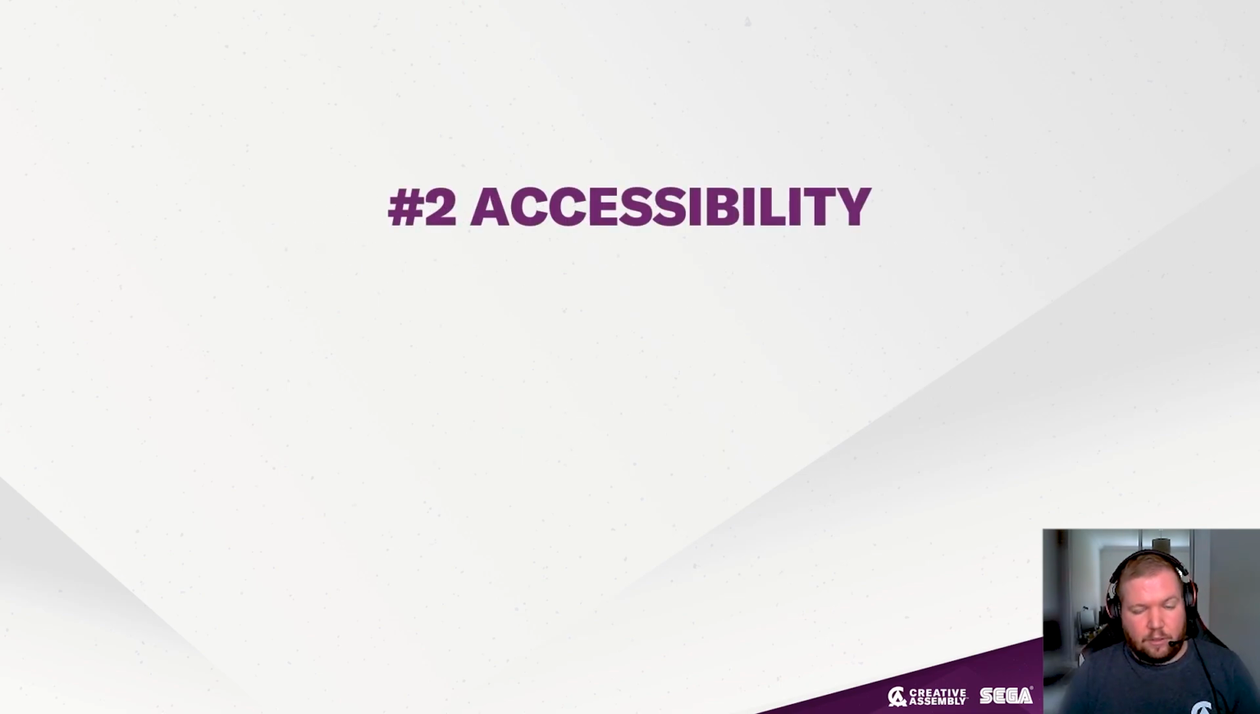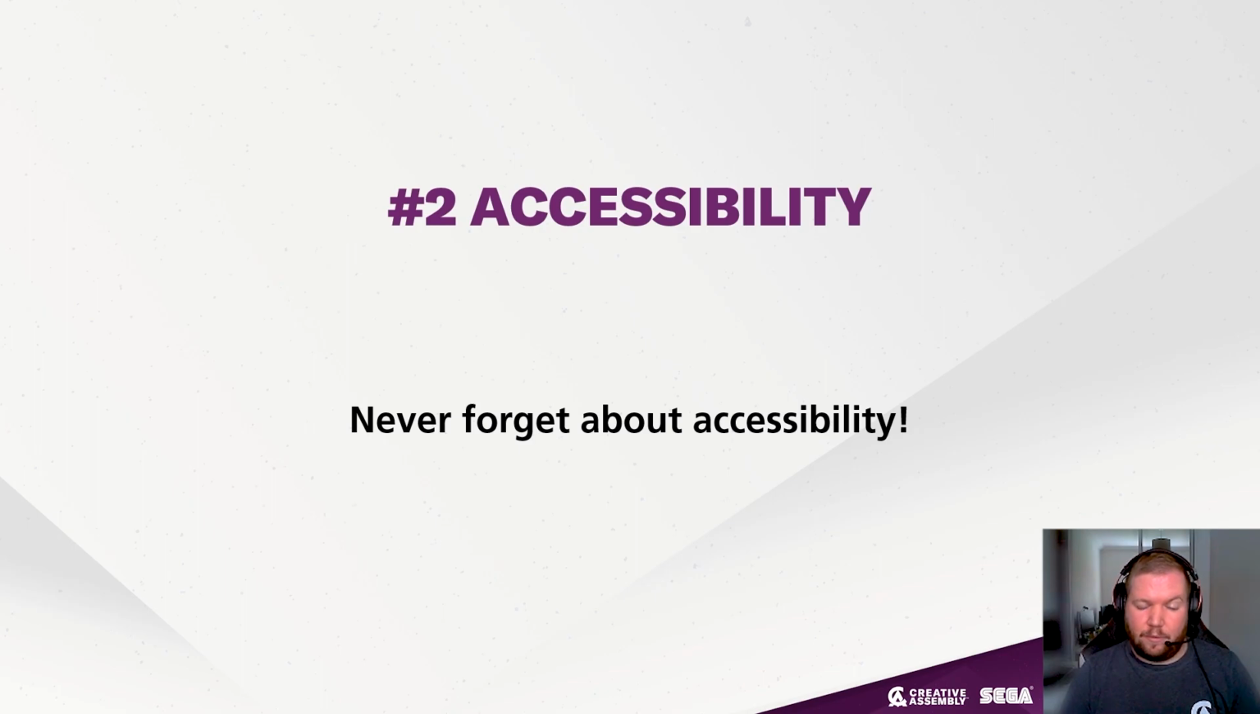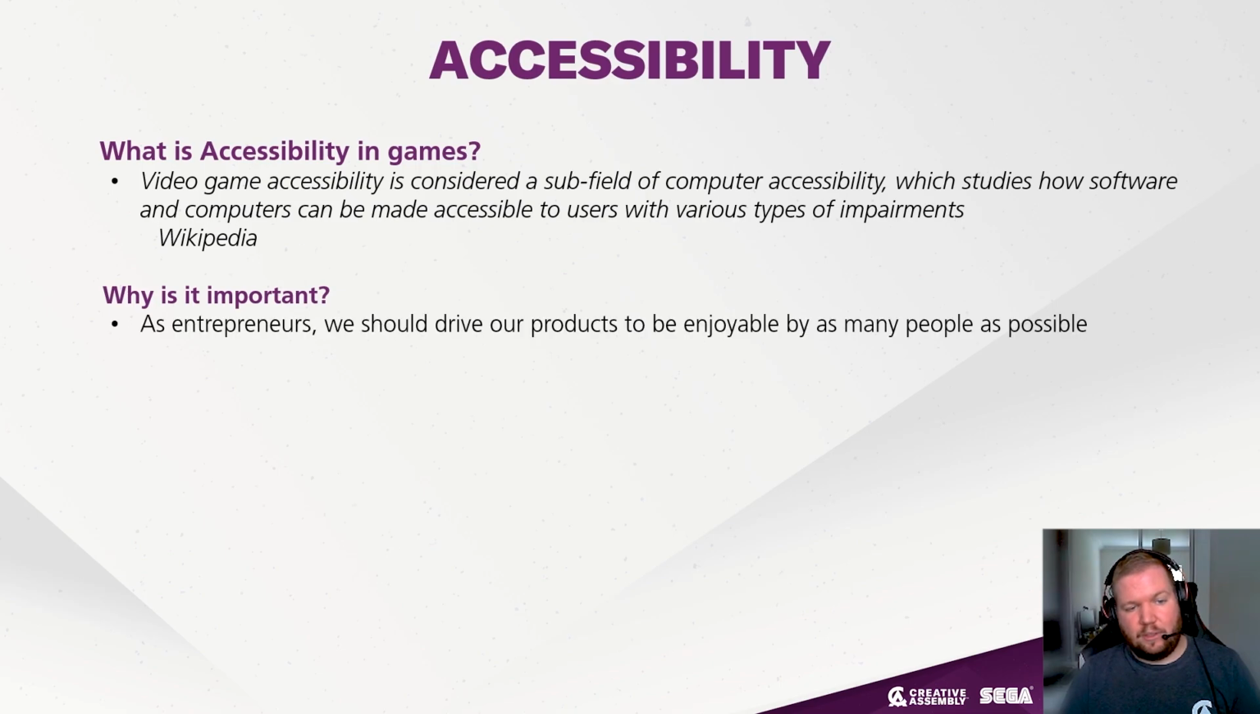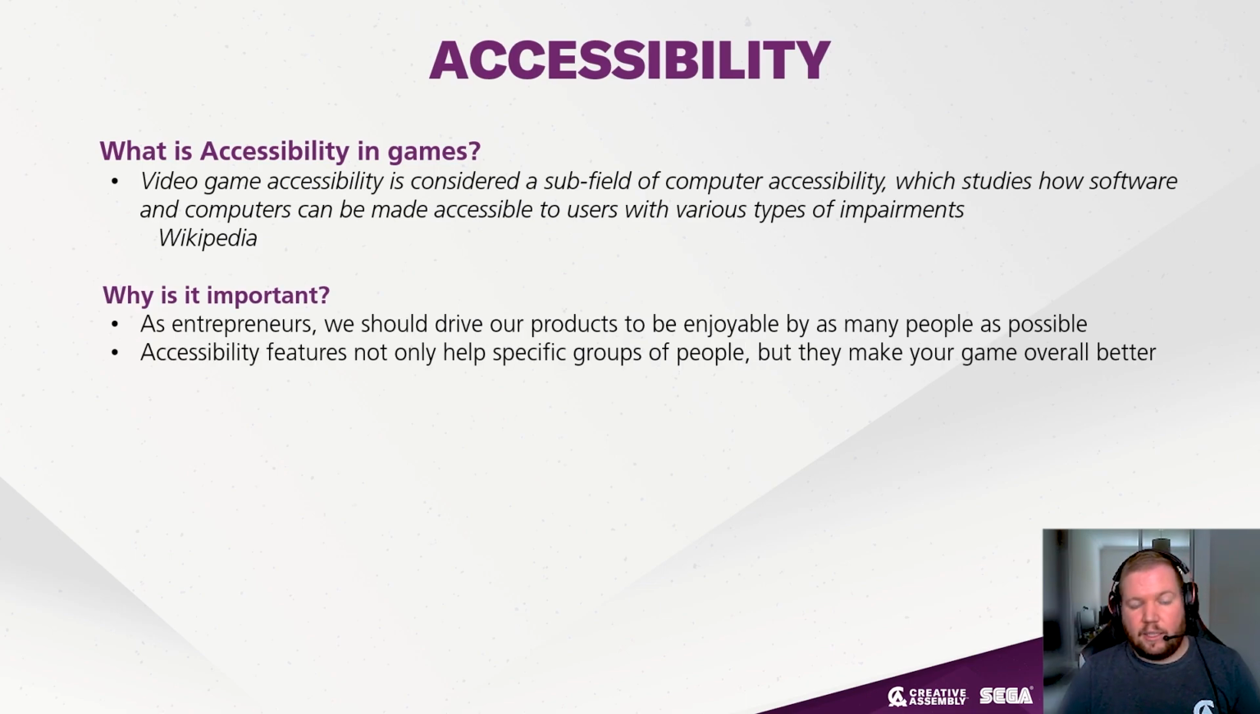And the final point I would like to talk about is accessibility. So never forget about accessibility. What is it? Video game accessibility is considered to be a subfield of computer accessibility, which studies how software and computers can be made accessible to users with various types of impairments. This is from Wikipedia. So why is it important? As entrepreneurs, we should drive our products to be enjoyable by as many as possible. And accessibility features don't only help specific groups of people, but they make your game overall better.